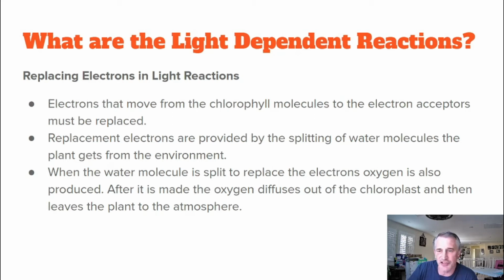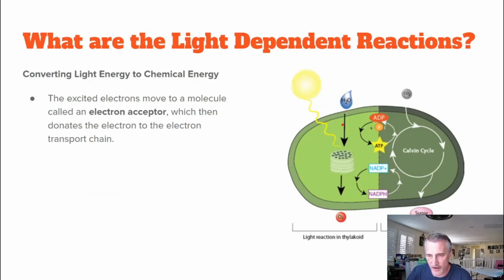After the oxygen is made, it diffuses out of the chloroplast and leaves the plant and goes into the atmosphere. So that's the byproduct that's made. If I back up, this water comes in, it replaces the electrons right here, and then we just have the oxygen left, and the oxygen is released as a byproduct.